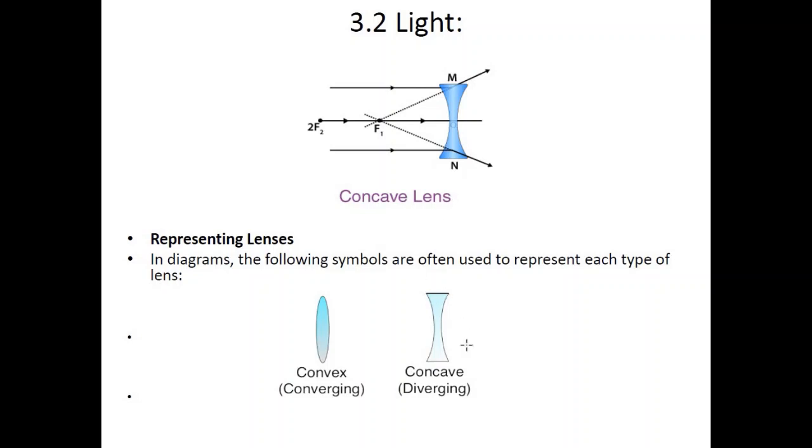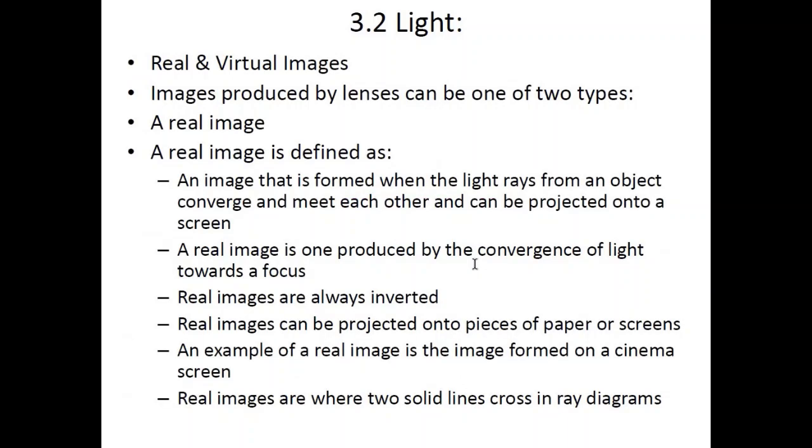How do we represent lenses? By drawing diagrams like these. For a converging lens we draw it like this, for a diverging lens we draw it like this.